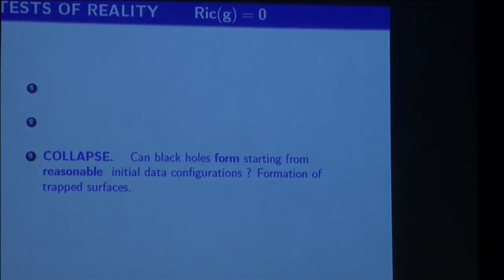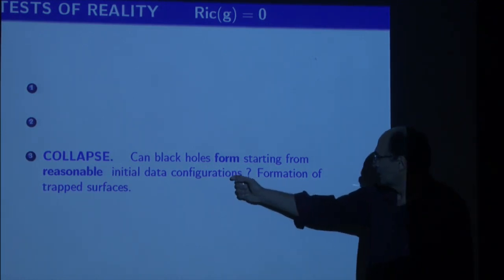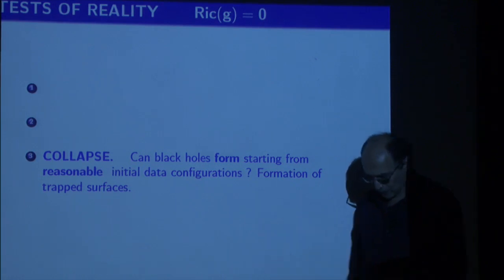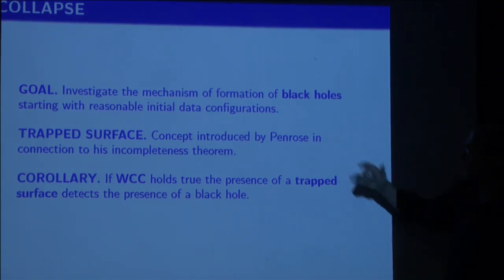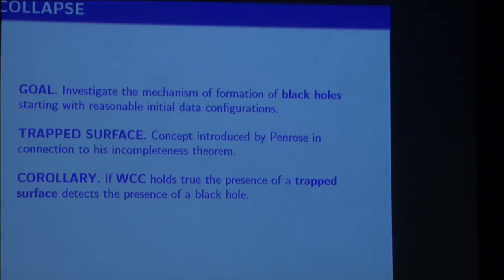Right, so the problem of collapse. I guess I have 10 more minutes. So collapse: can black holes form starting from reasonable initial data configurations? This is a problem which was connected with trapped surfaces. But let me first remind people very fast what a trapped surface is. This is a concept introduced by Penrose in connection to the so-called incompleteness theorem, or the singularity theorem, as some people call it.